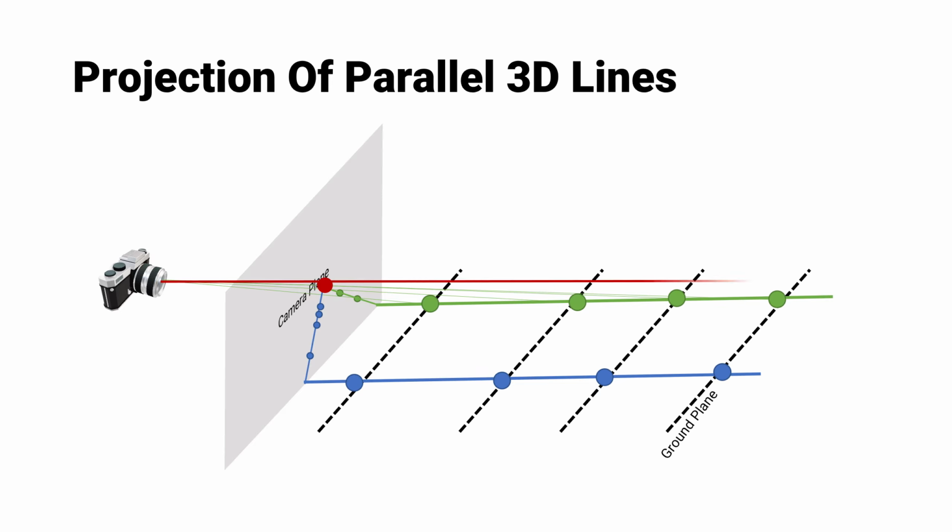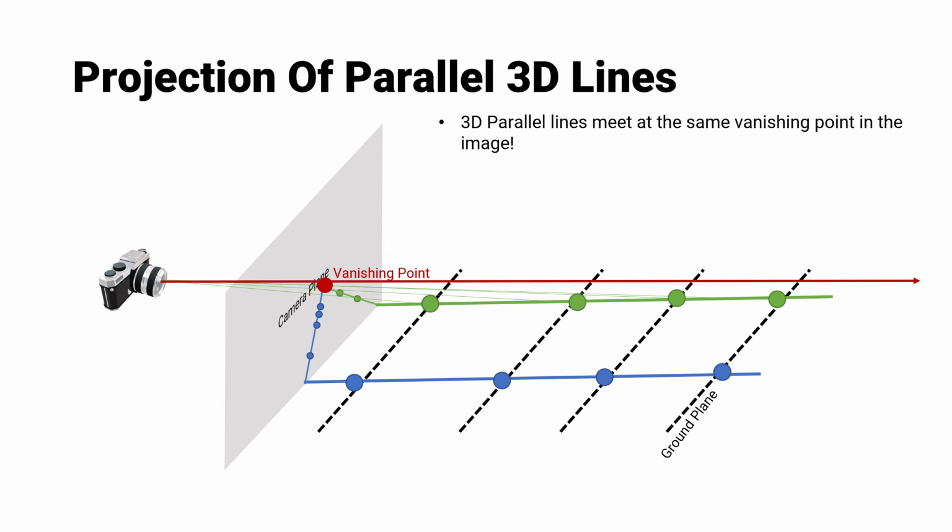And if we draw the ray which passes through that point, it also gives us a little bit of information which we will decipher in some time. And this point, which is the intersection of the two parallel lines' points at infinity, is called the vanishing point. So just to recap, 3D parallel lines meet at the same vanishing point in the image.